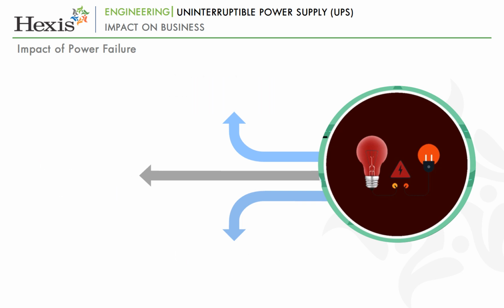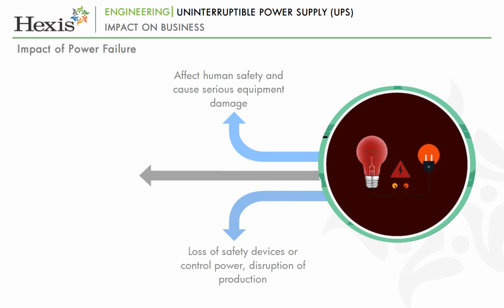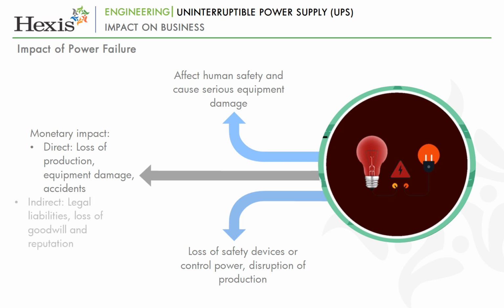A power failure or power interruption can directly affect human safety and can cause serious equipment damage. It can lead to potentially hazardous conditions like loss of safety devices or control power and can result in disruption of production. Power interruptions can also have a considerable monetary impact, which can be direct, leading to loss of production, equipment damage, accidents, or can be indirect, leading to legal liabilities, loss of goodwill and reputation.